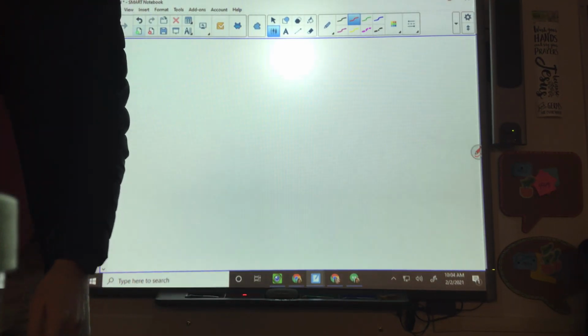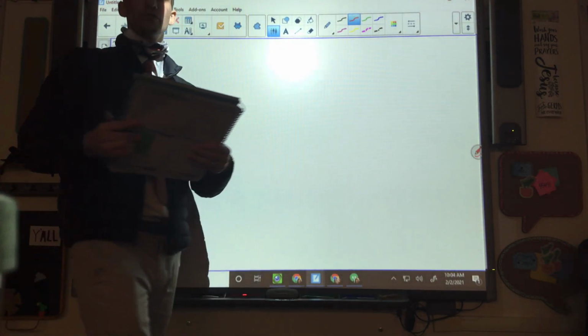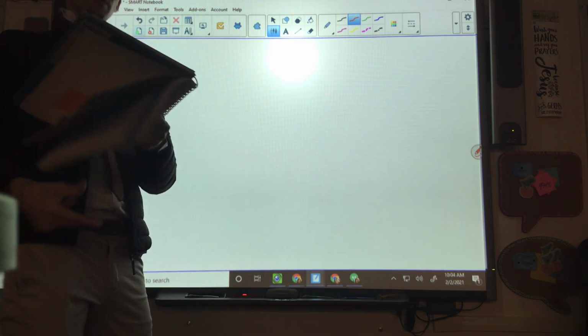Okay, we're on 12.3 vertical angles. Yes, I know a lot of you should have already gone over this. You're going to have to ask somebody else because they're not with your class right now.